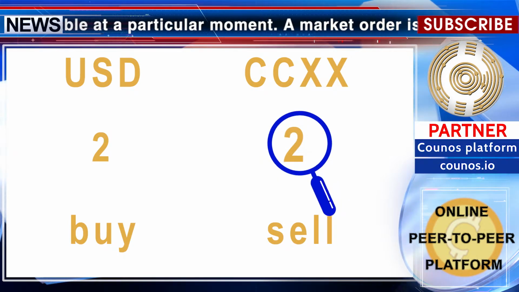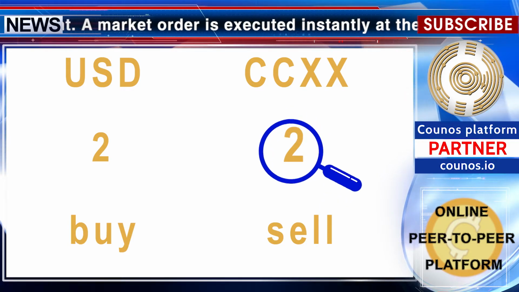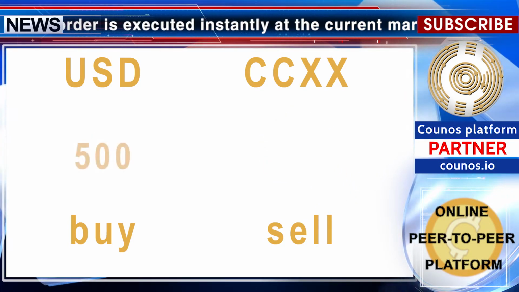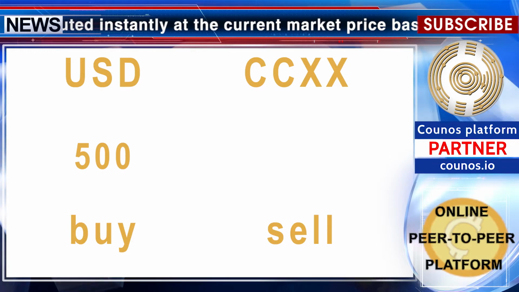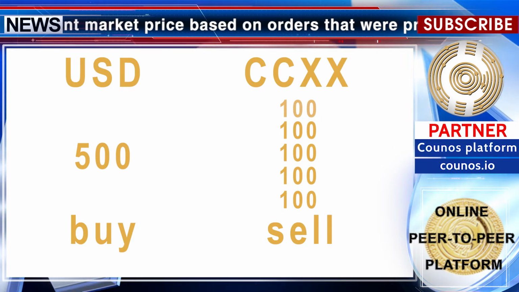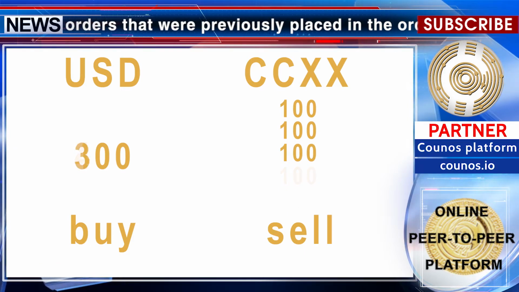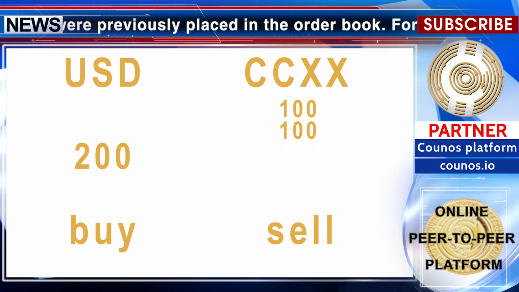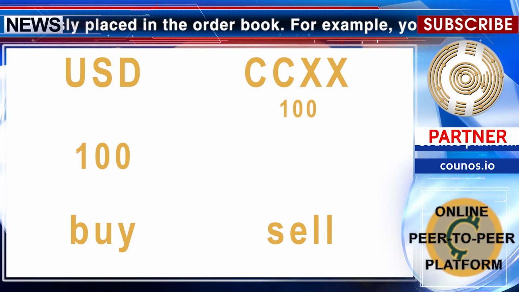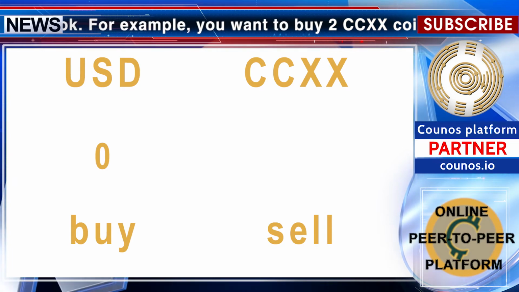In this case, your buy order will correspond to the cheapest limit sell order and the transaction fee will be low. Another example, if you want to buy 500 CCXX coins, and the first sell order is only 100 CCXX coins, then the order will be executed automatically on the next limit sell orders, going all the way up the order book until it is closed. In this case, both prices and commissions will be higher.